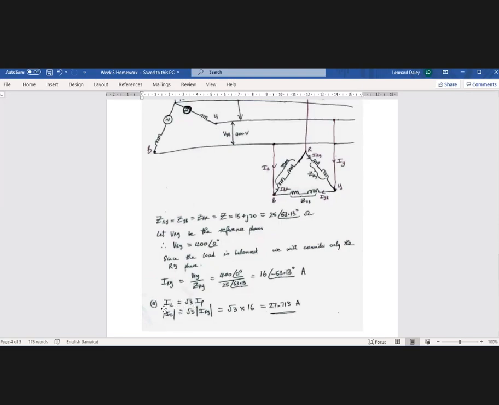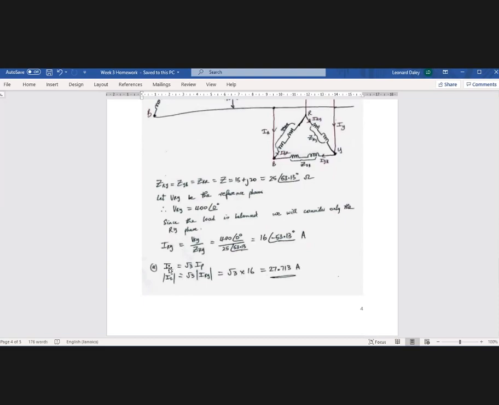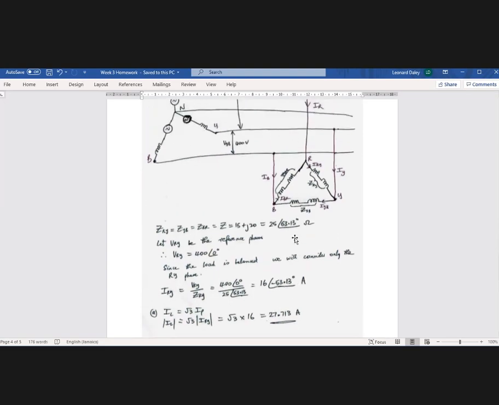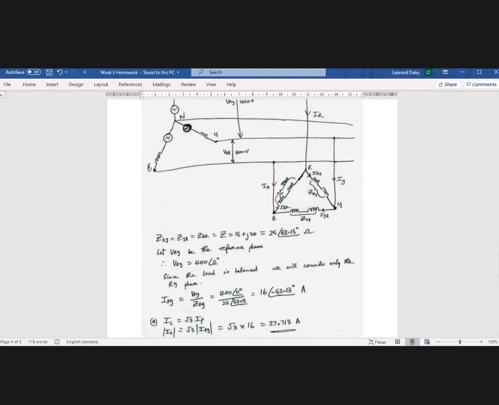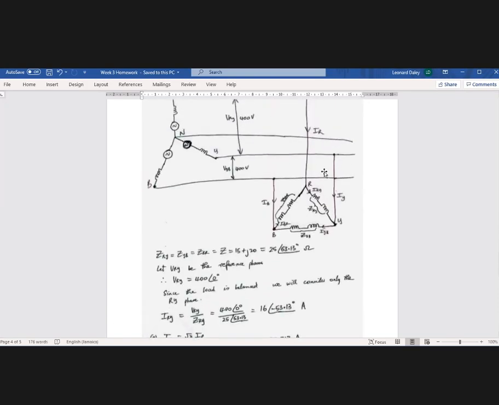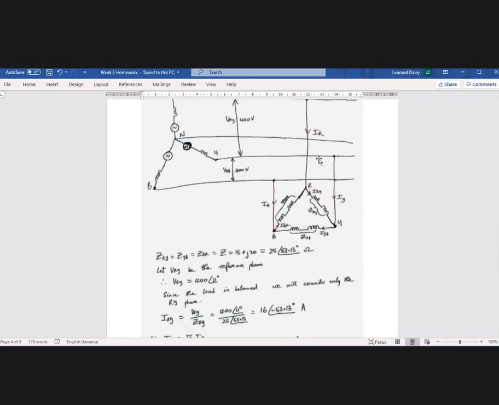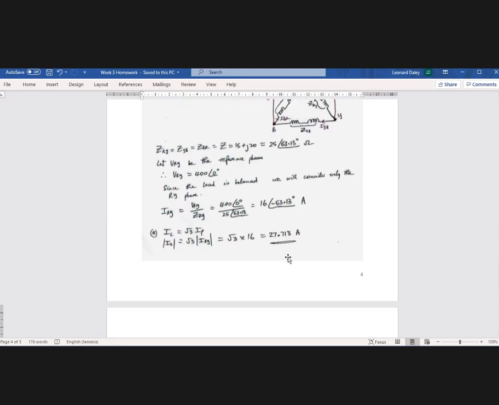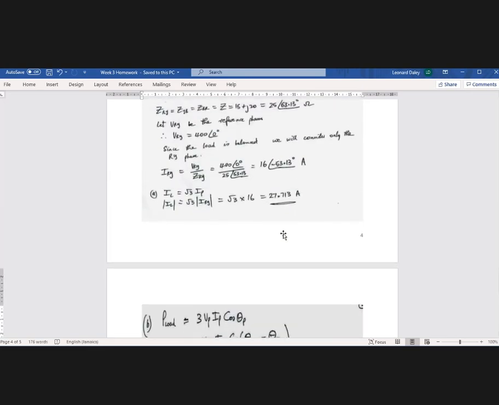So what I did was to find the line current, and you know line current is equal to root 3 I phase for a delta system. We know the phase current, so we want to find the line current. IL equals root 3 I phase, which is root 3 times the magnitude of IRY. That's how you get 27.71. So that's the line current. Any one of the line currents would have that magnitude, 27.71.